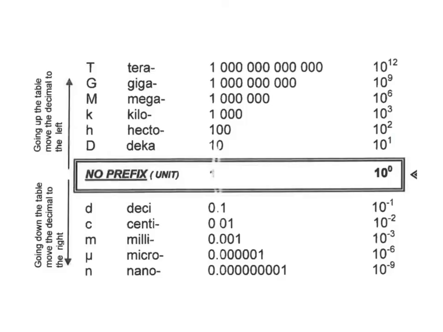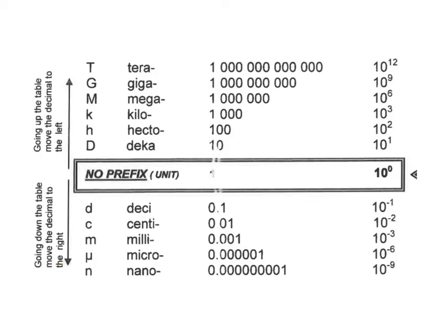Another way to think about metric conversions is by simply moving the decimal point rather than setting up conversion factors. This table is similar to the last one that we looked at, and here what we're going to see is that any time we are moving up the table, we are going to move our decimal point to the left. And any time that we're moving down the table, we're going to move our decimal point to the right.